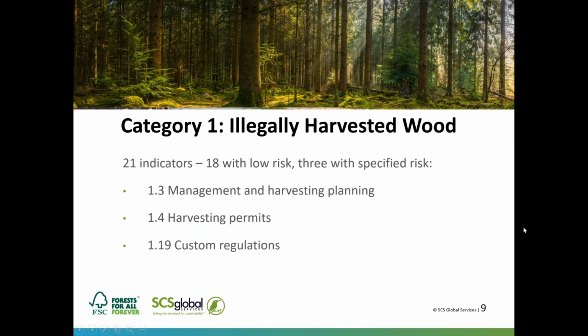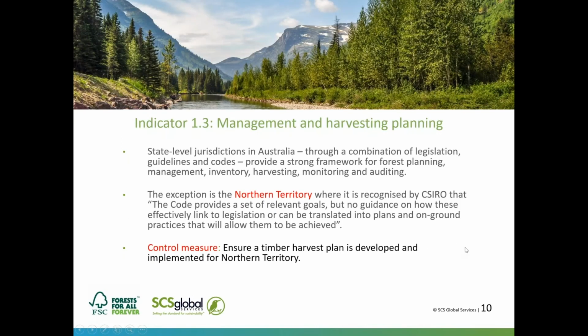Yeah, exactly. So like I mentioned, category 1, illegally harvested wood, there's 21 indicators. 18 are deemed to have low risk, and then there's 3 with specified risk, as we saw just before. That's 1.3, 1.4, and 1.19. So just try and take them one by one.